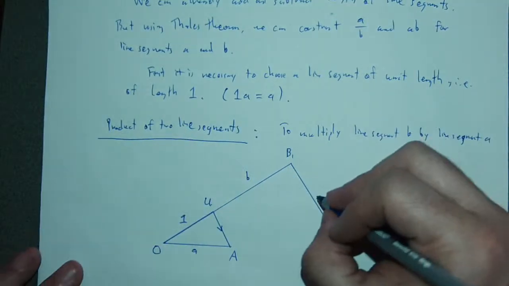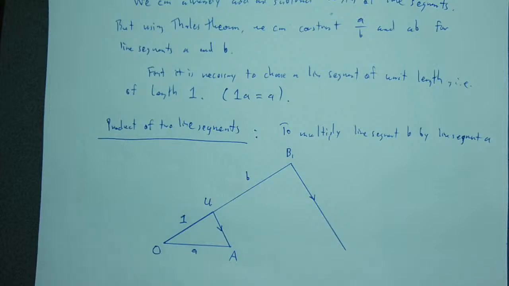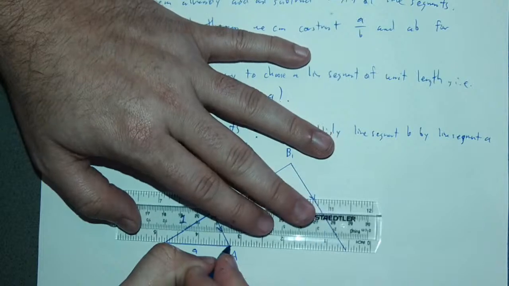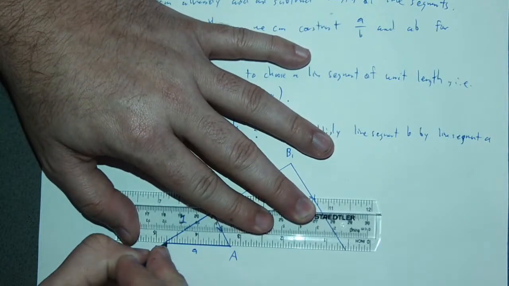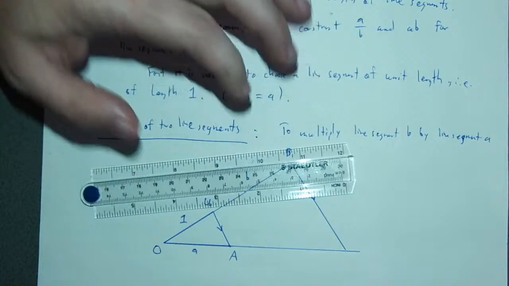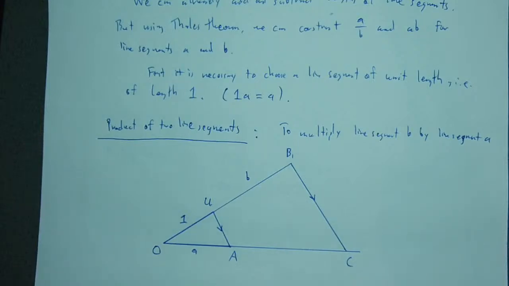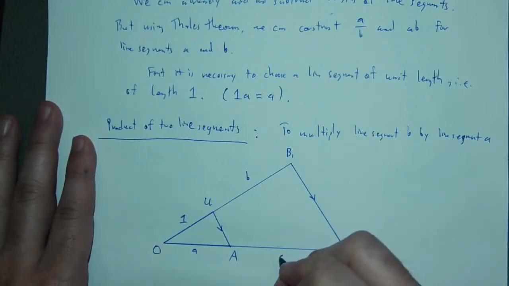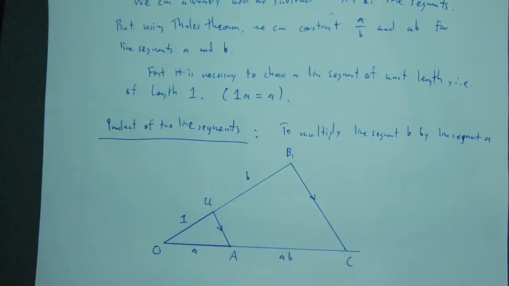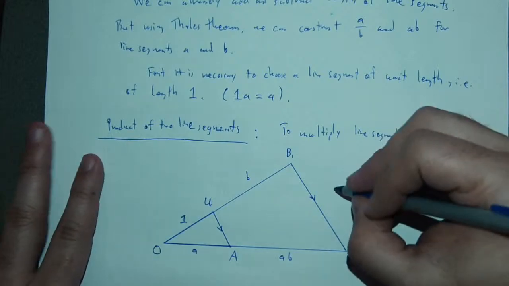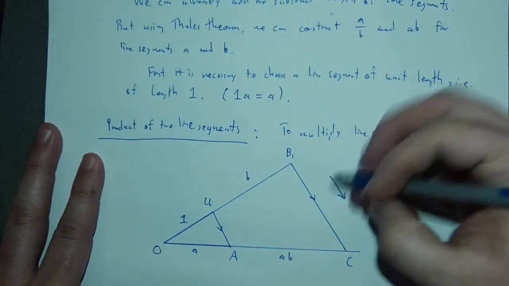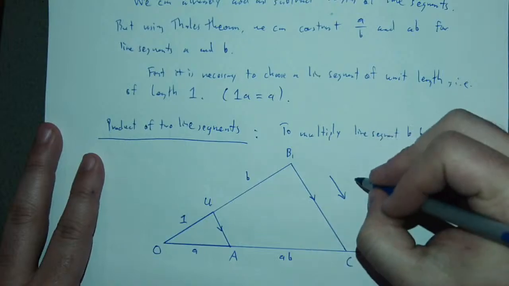So I construct the parallel to my line segment UA, and when I do that, that intersects the extension of the line segment OA at some point, which I'm going to call C. The length of this line segment AC is then AB. And so, a nice visual way of viewing this is going in this way, I am multiplying by A.